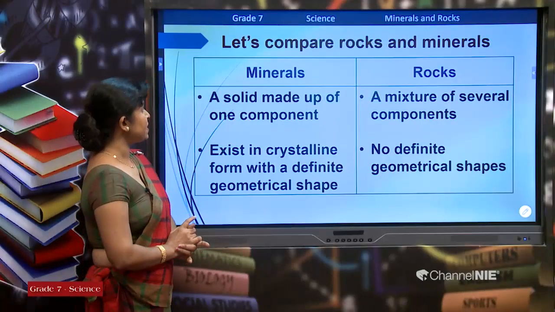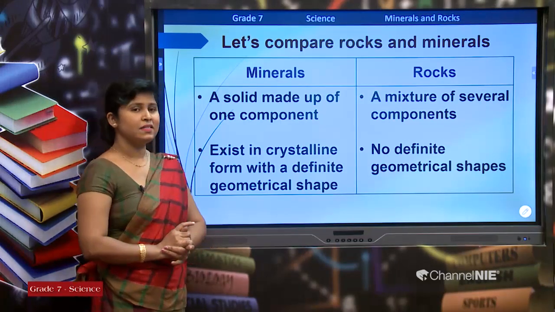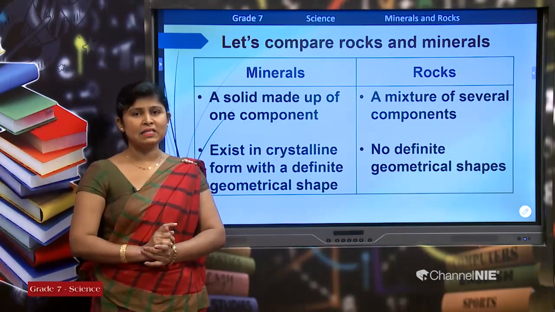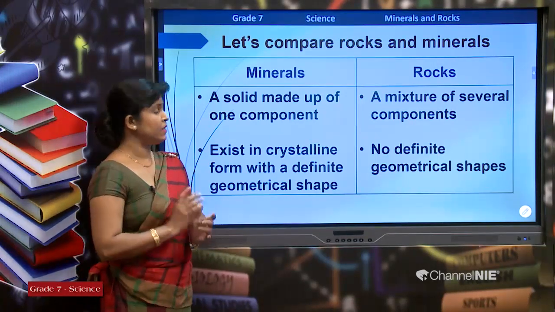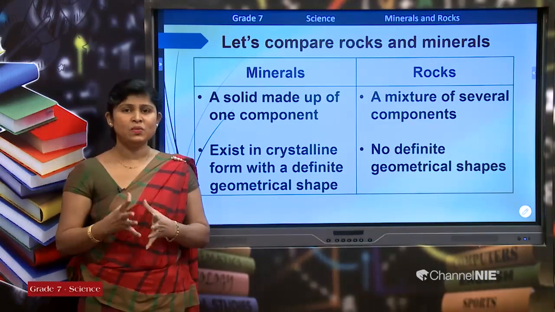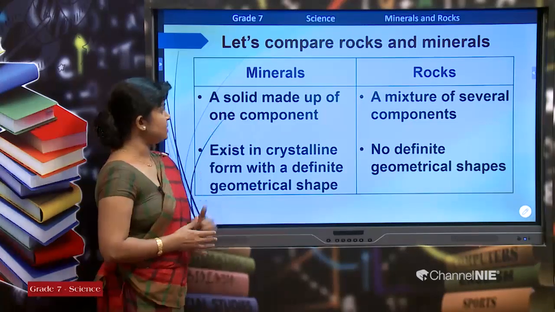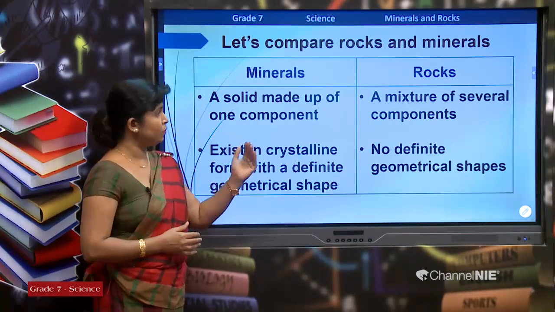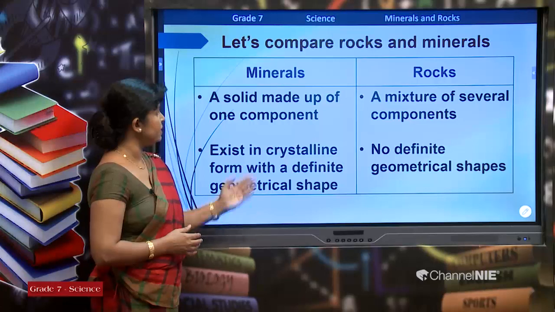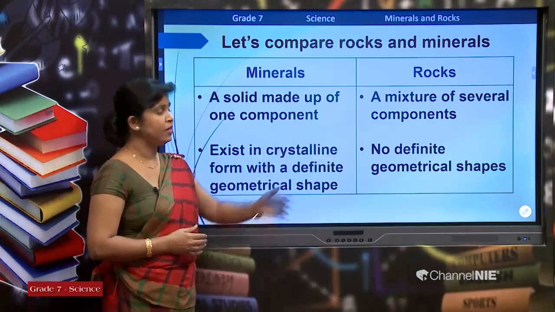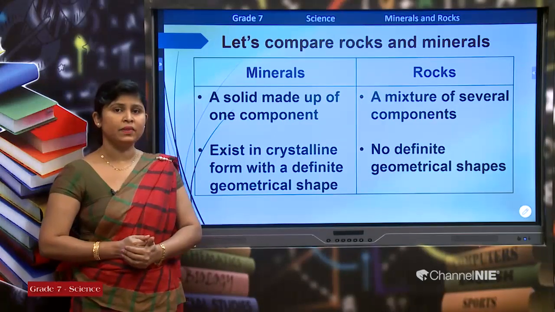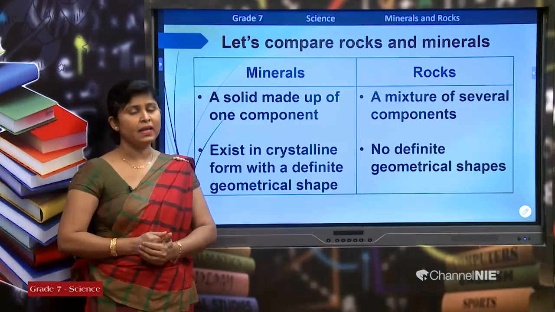Right. Let us compare the rocks and minerals. A table is an easy method to compare something, right. Two things can be easily compared using a table. In this table, there are two columns. In the first column you can see the features of the minerals are given, and in the second column you can see the features of the rocks are given, right. Let us compare.